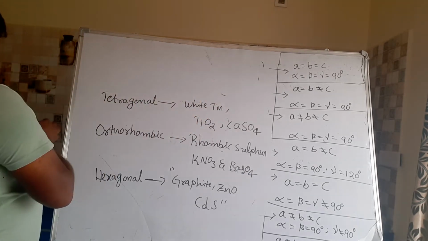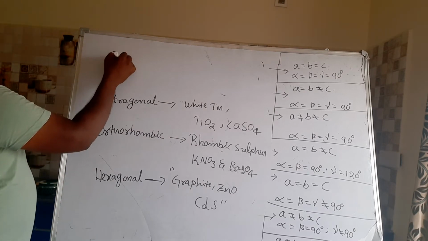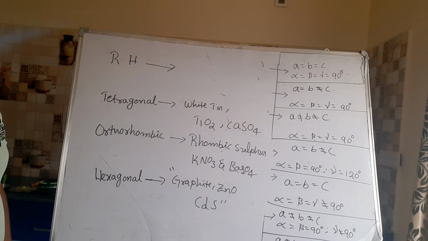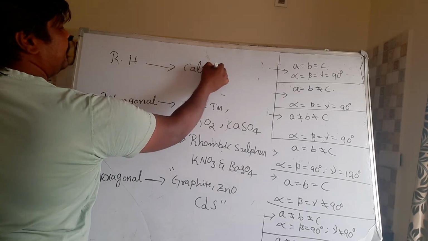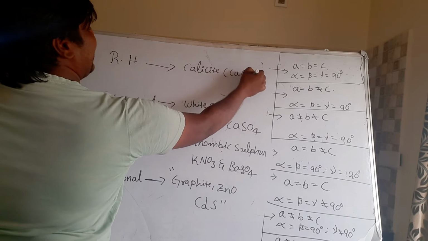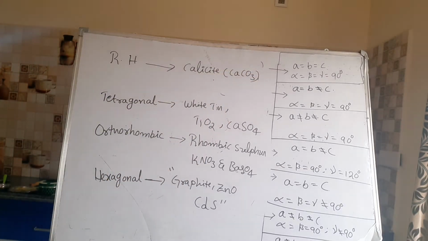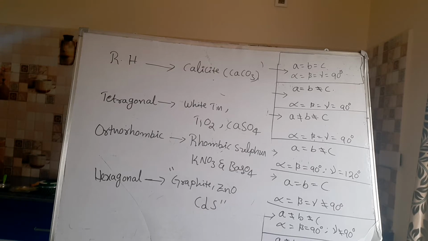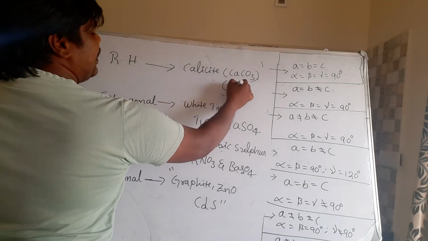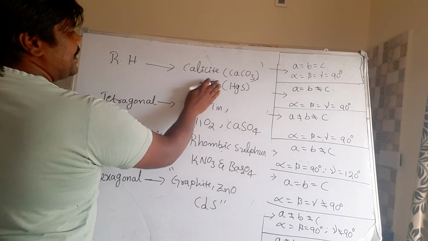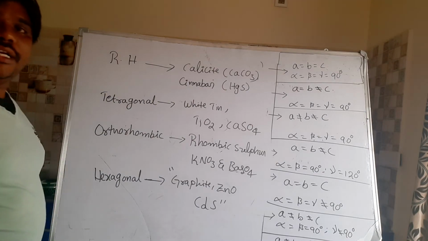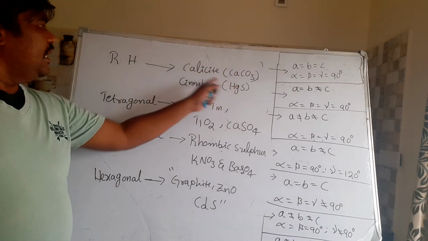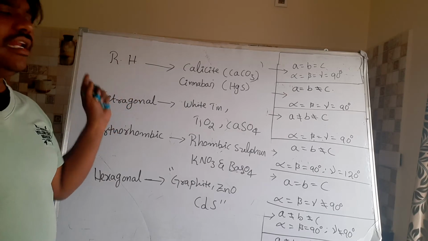Rhombohedral, RH, simply I am giving you RH, rhombohedral. Examples for rhombohedral are calcite. Its formula is CaCO3, a calcium mineral, calcite. HgS, it is also a mercury mineral. Its name is what? Cinnabar. These are in this particular crystalline structure, rhombohedral crystalline structure.